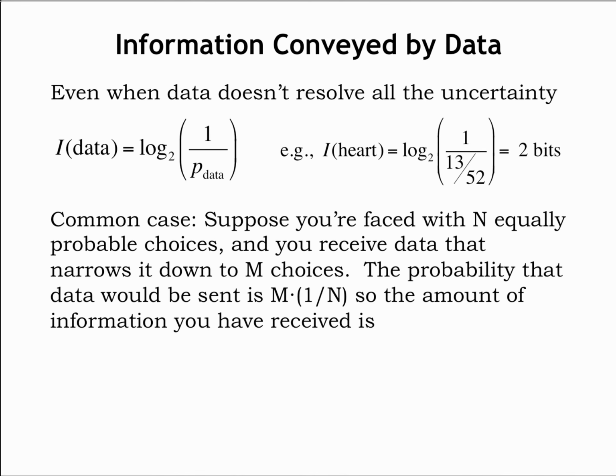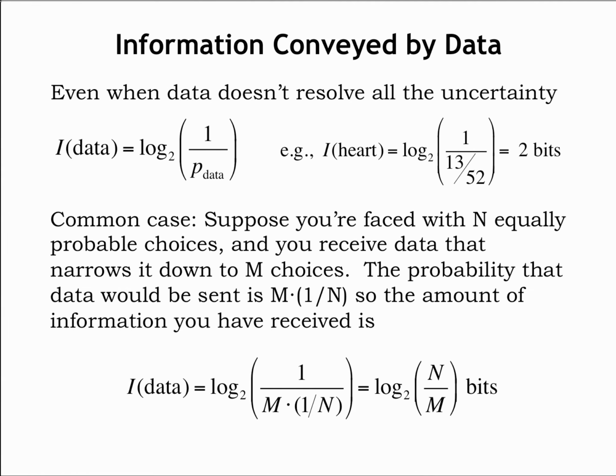This example is one we encounter often. We receive partial information about n equally probable choices, each choice having probability 1 over n, that narrows the number of choices down to m. The probability of receiving such information is m times 1 over n, so the information received is log base 2 of n over m bits.